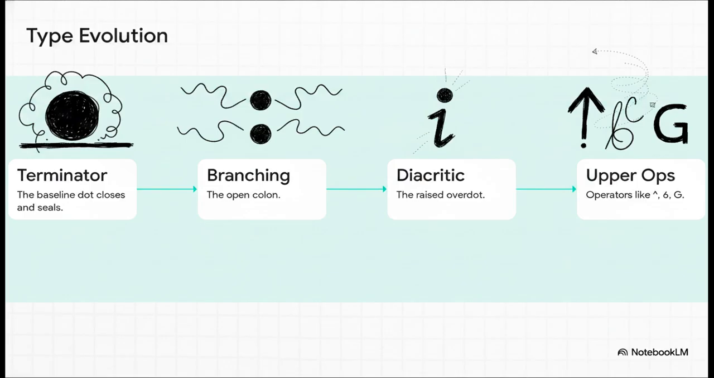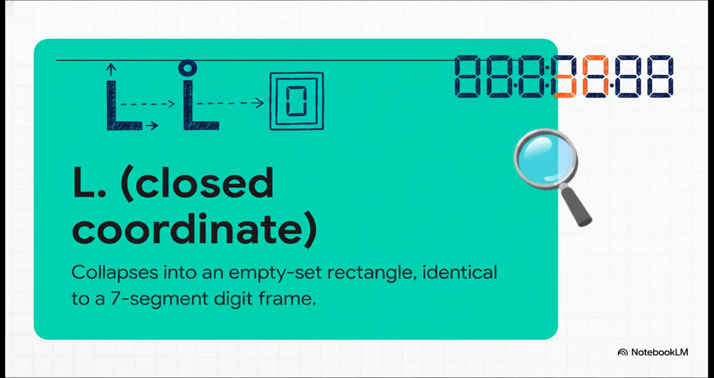And step 4, once it's up above the letter, it mathematically mutates into upper operators like the caret, or stretches into the looped shape of a 6, or visually collapses into the enclosed uppercase G. It is a totally stunning geometric ascent. And this perfectly illustrates what happens when we combine letters and punctuation geometrically.